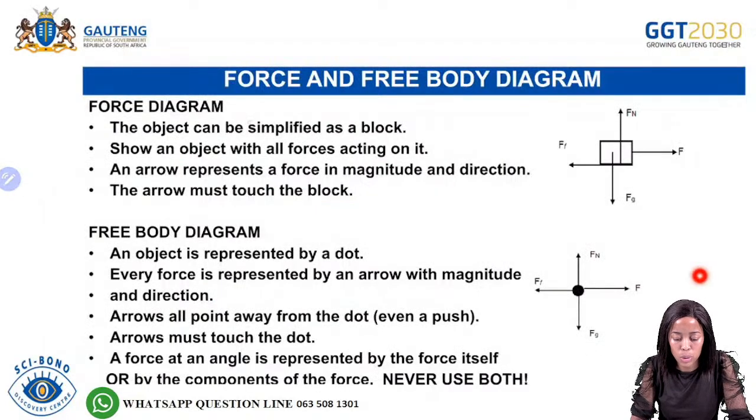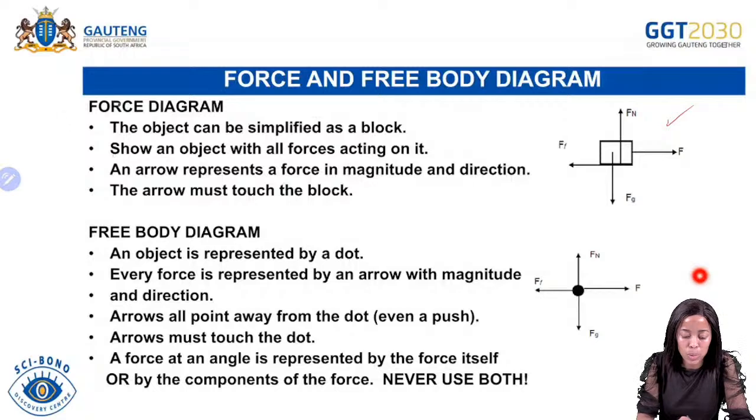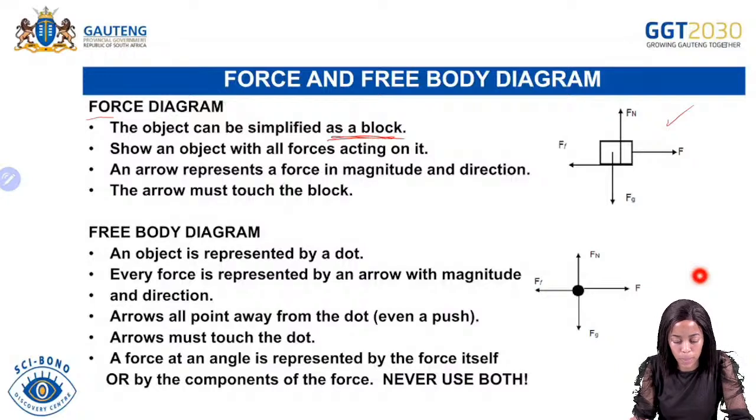Then moving on to the force and the free body diagram. The force diagram is the one that is indicated here on the right hand side. It says the object can be simplified using a block. So that's the first thing. When you see a force diagram, then you're going to associate it with what? With a block. Then it says it shows an object with all the forces that are acting on it.